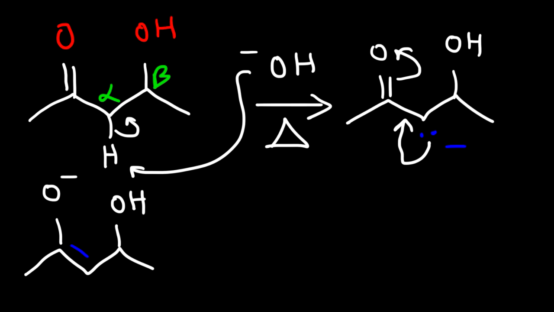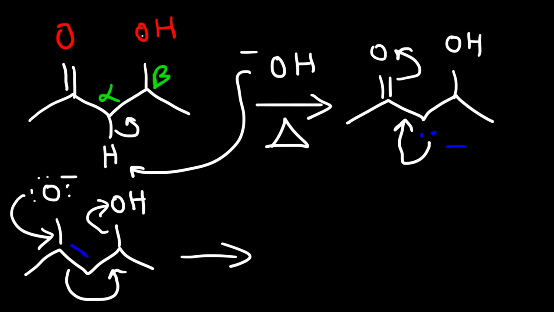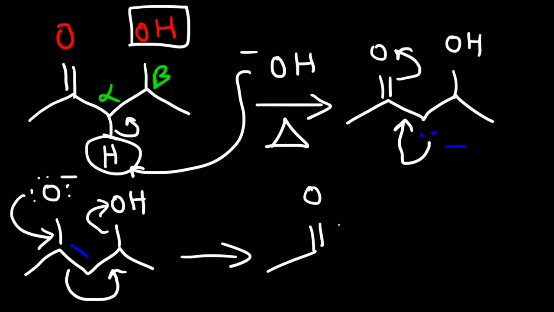Now, in the next step, the oxygen can use one of its lone pairs to reform a pi bond, causing this double bond to move here, expelling the OH group. So in this reaction, we're kicking out a poor leaving group, and we're also getting rid of a hydrogen atom. So what type of reaction is this? This is our final product.